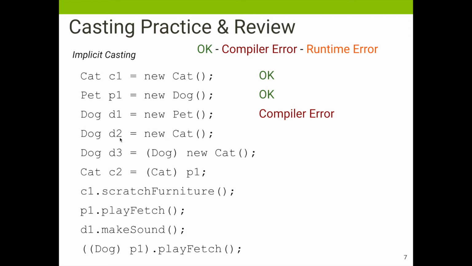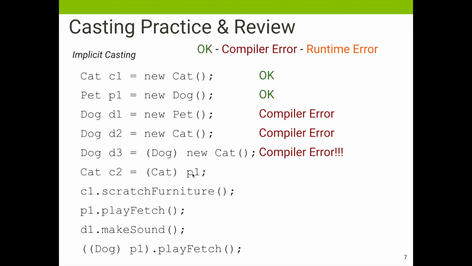Can you put a new cat into a dog basket? Compiler error. All right, a new cat explicitly cast to a dog and into a dog basket. These are weird things. No, you can't, just like we saw in the previous line, because the compiler knows that a cat is not a dog. It's not going to let you cast it.